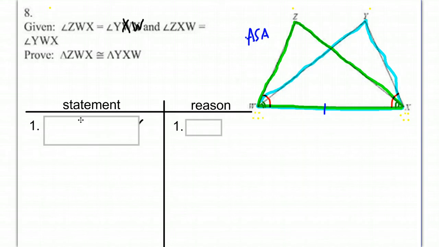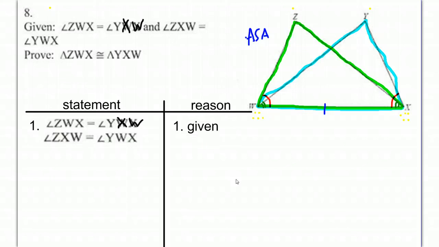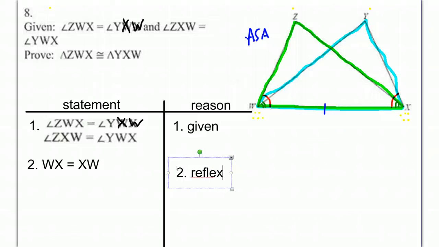So let's take it step by step. We have our given information, and we can always write that down right away first. The second thing we're going to claim is that reflexive side that is equal to itself. So if we say that WX is equal to, and I'm not going to say WX, I'm going to say XW, and we'll explain why in a second, so just hang tight with me. But it has something to do with our corresponding parts of the congruent triangles being in the right order. And this is by reflexive.